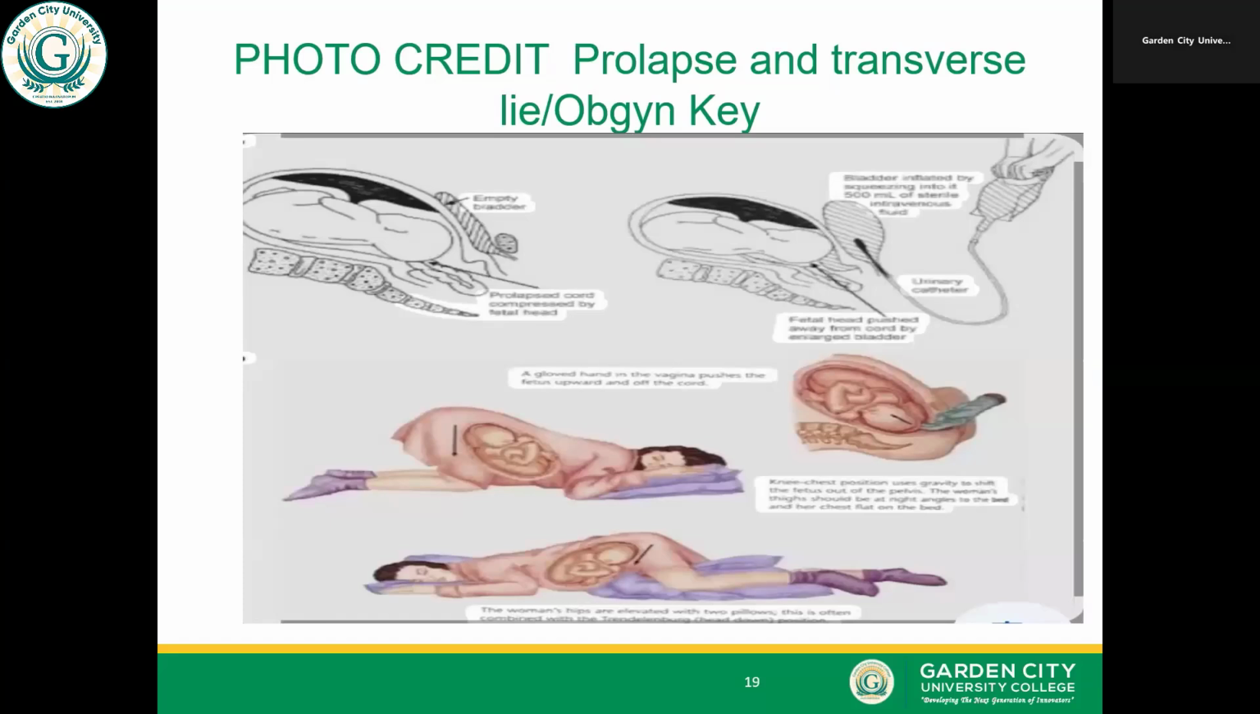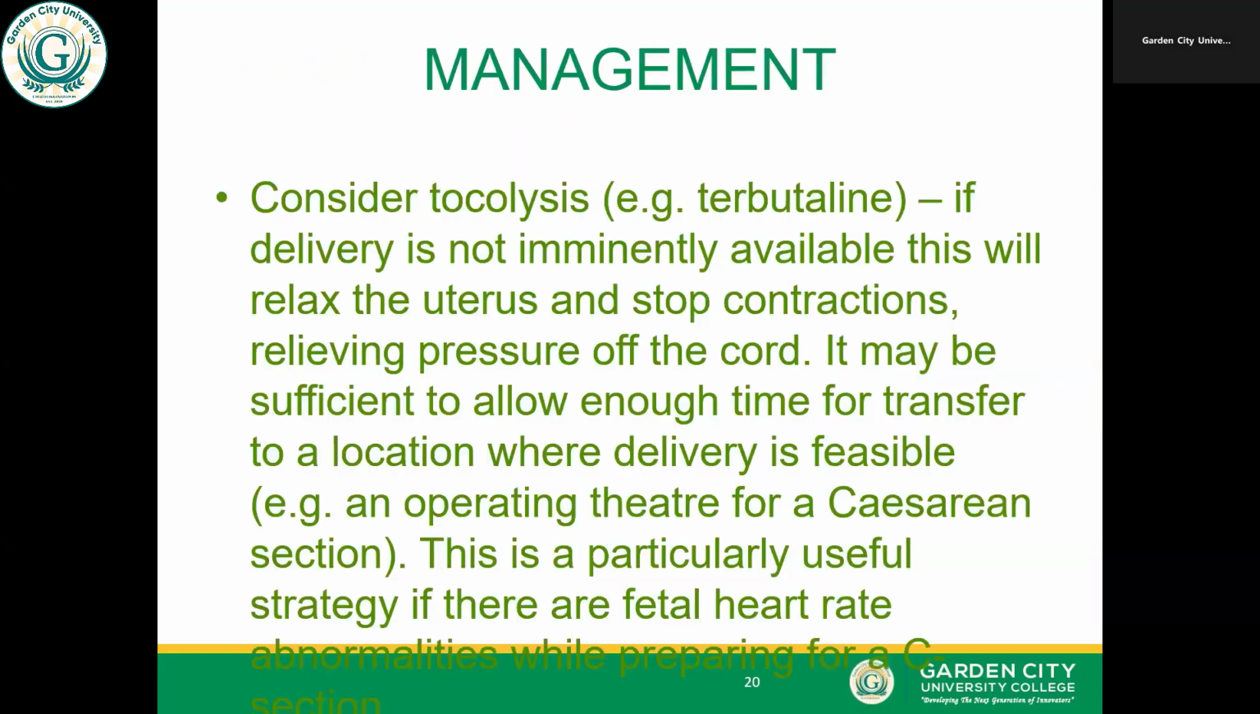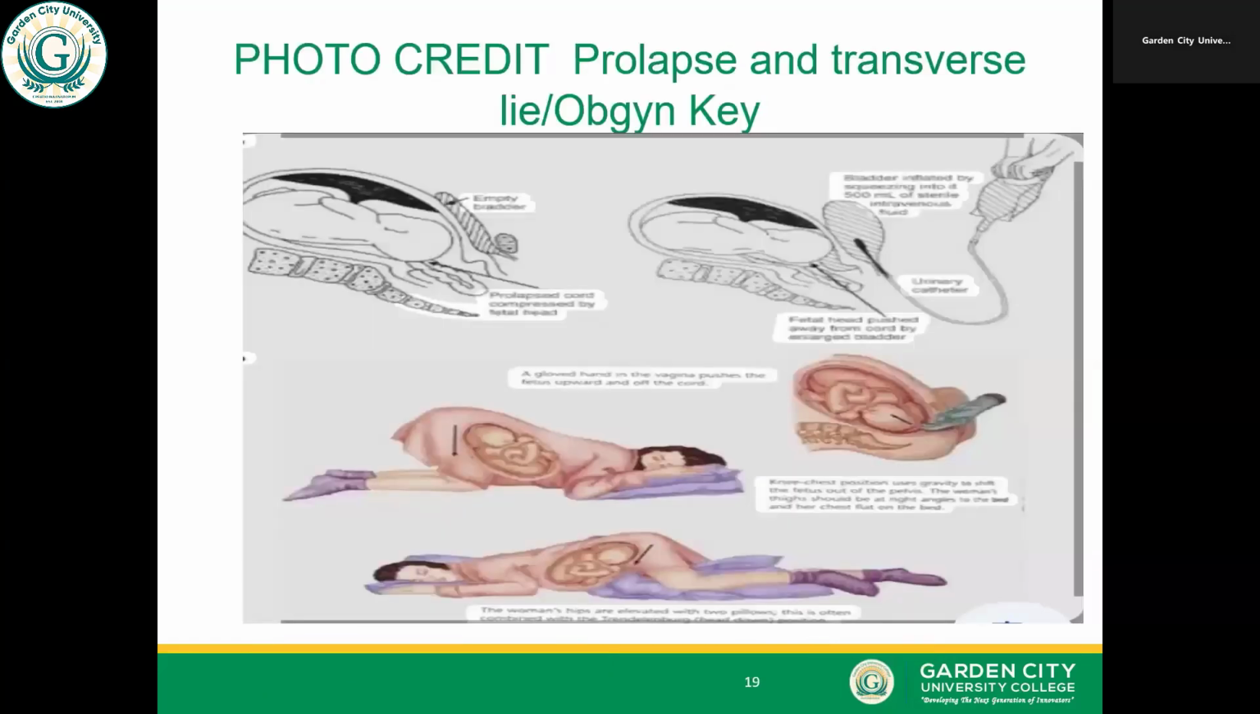So here is an image of filling the bladder to push the head up and then relieve pressure off the cord, and then also using your fingers to push the head up and relieve the head off the cord, and then a knee-chest position to also relieve the pressure from the cord. Please go back. And then the left lateral position, where the woman has a pillow in between her legs and then the head slightly tilted downwards. Next, please.